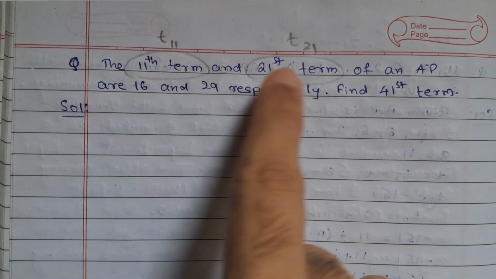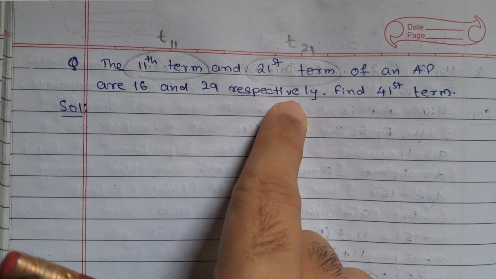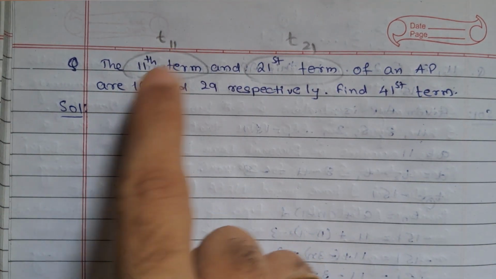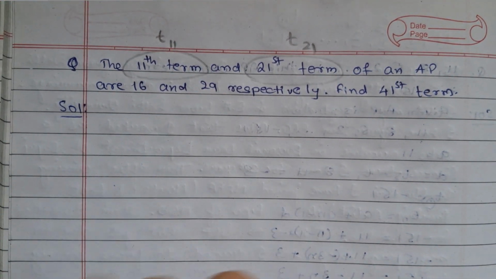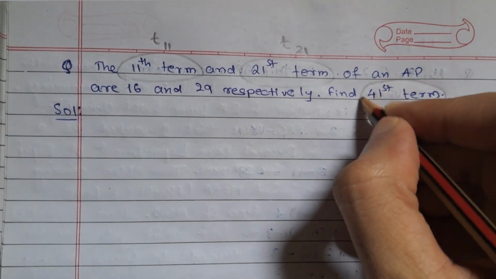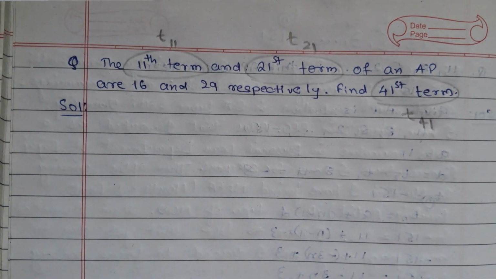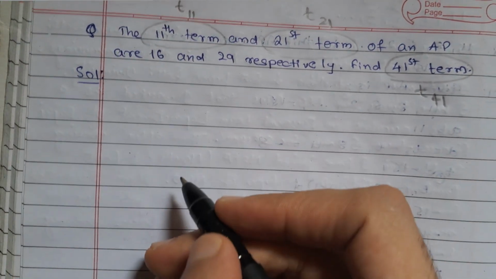So 11th term and 21st term of an AP is 16 and 29 respectively, means T11 is 16 and T21 is 29. Then find the 41st term. What do you understand by 41st term then? T41. This is what you need to identify. Okay, so let's see. It is a very simple sum, by the way.